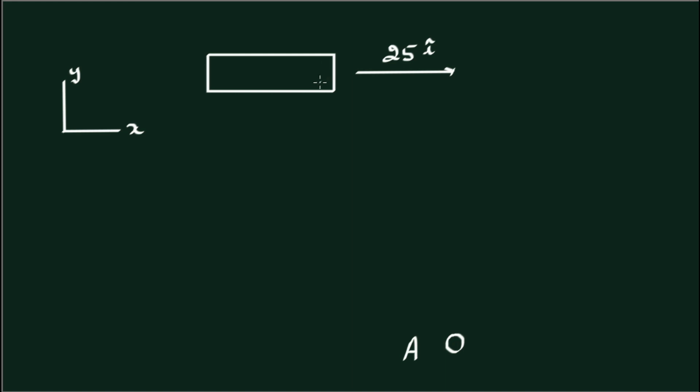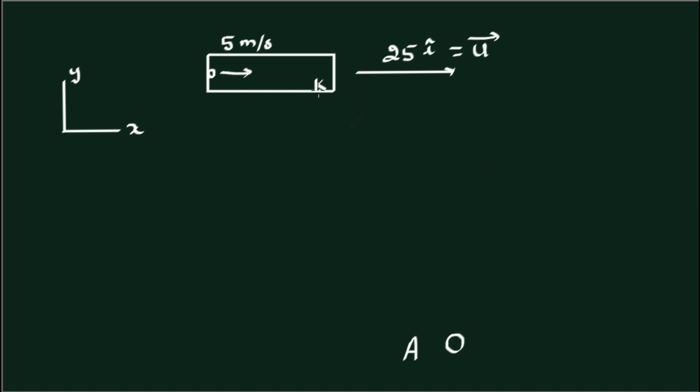Here's Kundavai's train, and in Adityan's frame of reference, it's moving with a velocity of 25 i cap, which we call u. So u is the velocity of the moving frame as measured in the stationary frame. Inside the train, now there is a boy that rolls a ball with a speed of 5 meters per second in the forward direction.